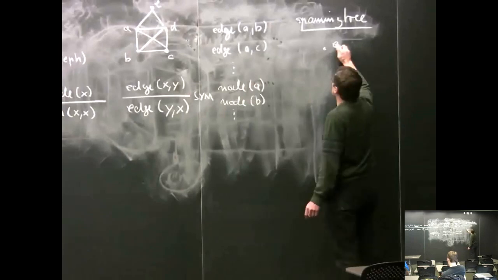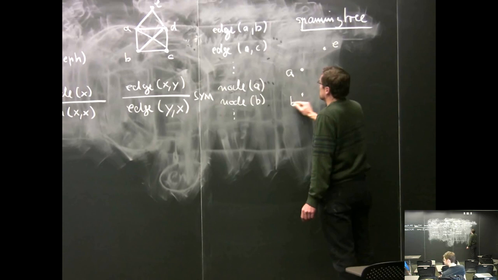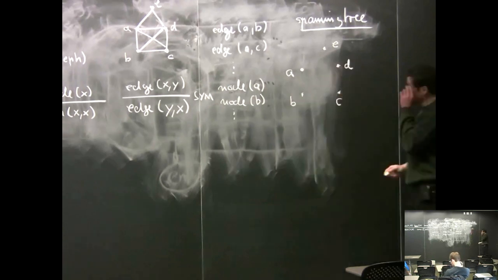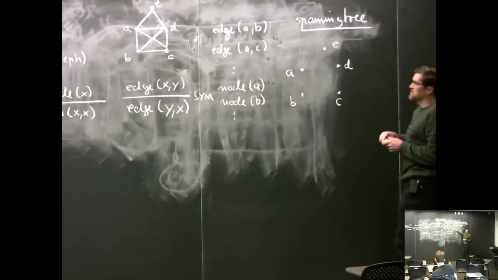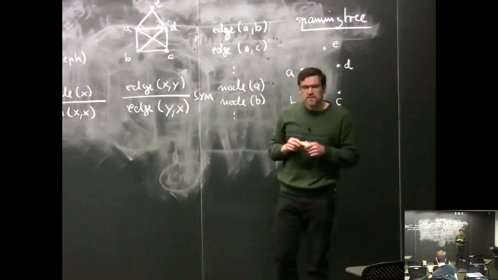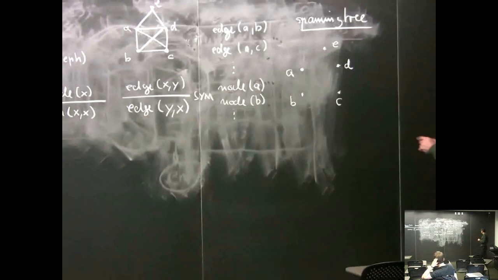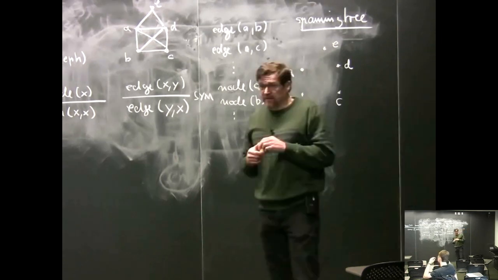So it has the same set of nodes: A, B, C, and D. And we want to take a subset of the edges that connects all of these without introducing some kind of a cycle into that tree. Okay. So there's different ways to characterize. Does anybody have some ideas on how you can characterize a spanning tree for a connected graph?